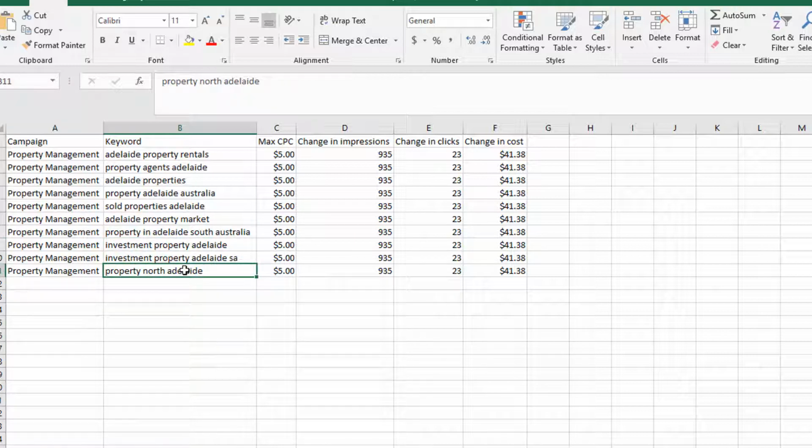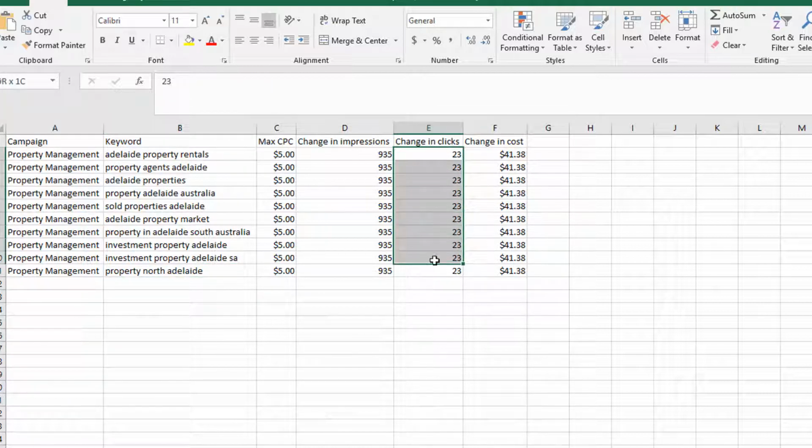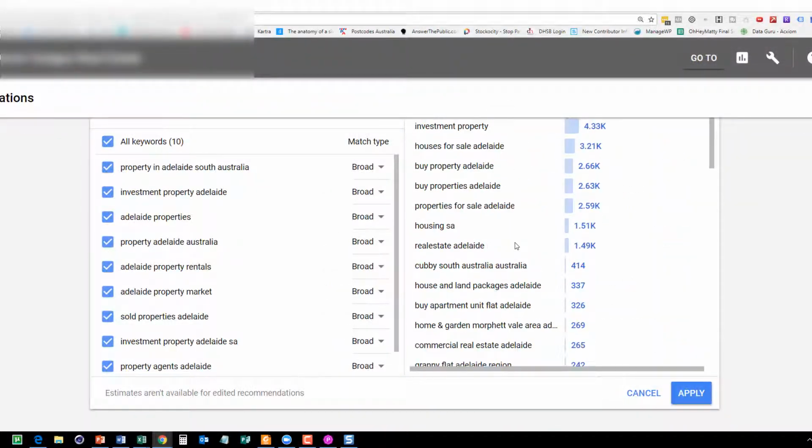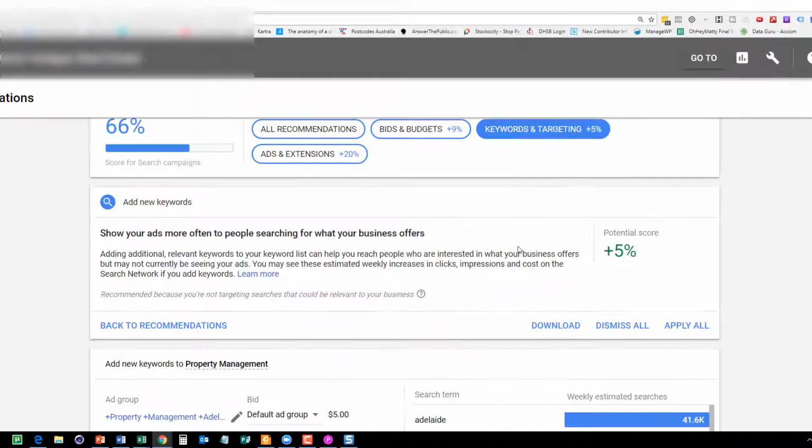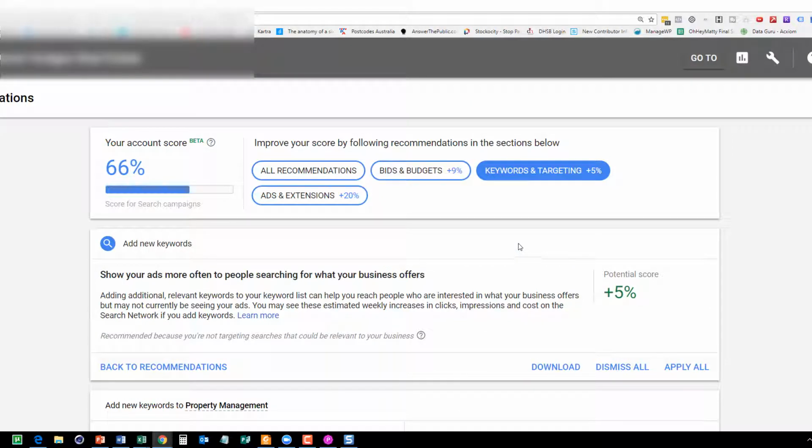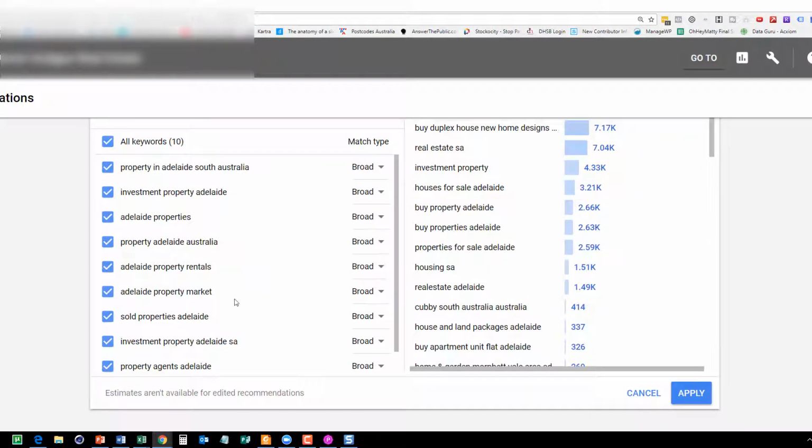very broad as well. So be really careful when they're saying, okay, you could potentially get another 23 clicks and spend another $41 or whatever. Be really careful when you take Google's advice for a lot of this stuff, because quite often all they're really trying to do is get you to spend more money, and it will actually cost you money. I would probably add none of these keywords into a campaign, because they're just not completely relevant to what I'm trying to achieve.